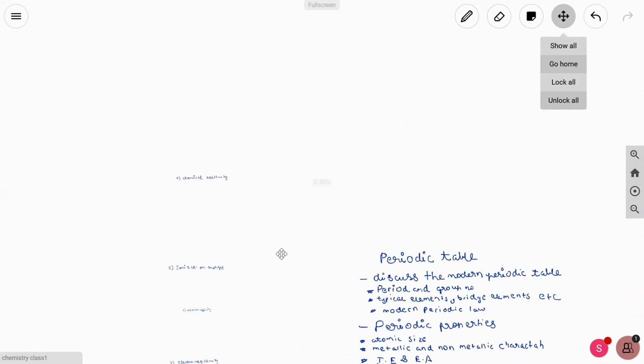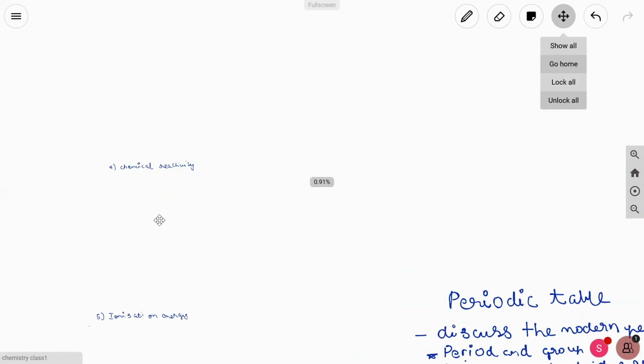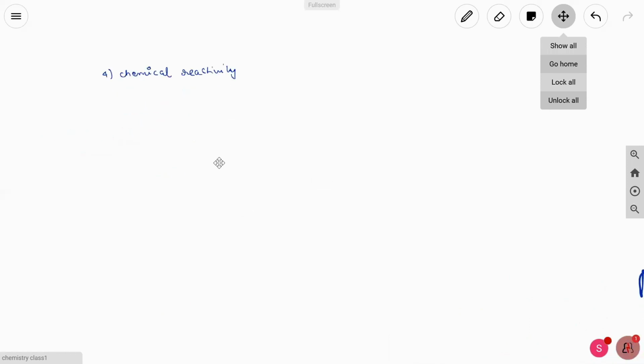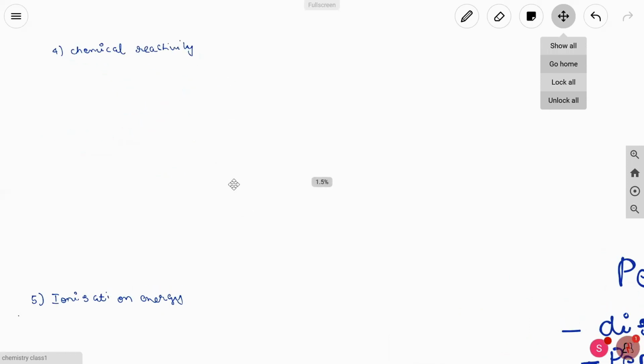Now we'll be looking at chemical reactivity. As we have learned, chemical stability is basically noble gases. When you have noble gas configuration, you have the lowest energy, and you wouldn't really want to exchange it for a higher state of energy.